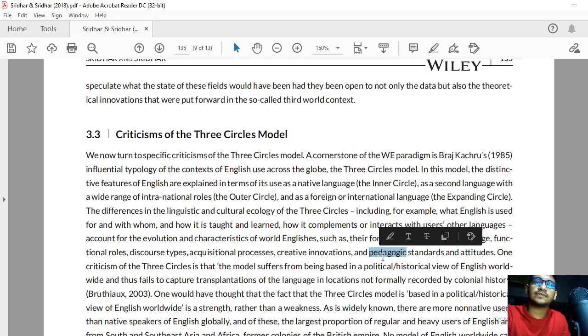So pedagogic refers to language teaching. Anything about teaching is pedagogic. So here it's referring to language teaching. So how is it different?